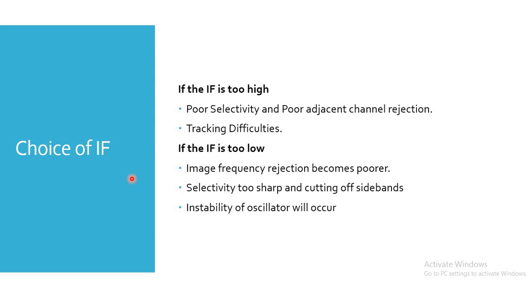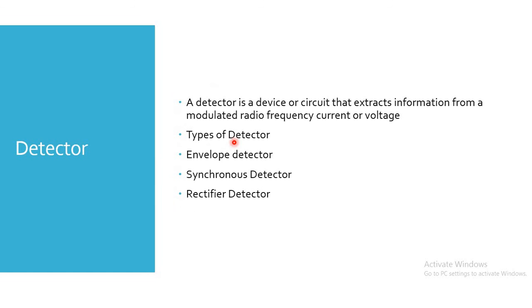The next topic is the IF. Now IF is very important, and the choice of IF plays an important role. If the IF is too high, there is poor selectivity and poor adjacent channel rejection ratio, and tracking is difficult. If the IF value is too low, image frequency rejection becomes poorer, selectivity is too sharp with cutoff of sidebands, and instability of the oscillator will occur. Therefore the choice of IF is very important. It should not be too high or too low. The generalized value of IF used in an AM receiver is 455 kHz.